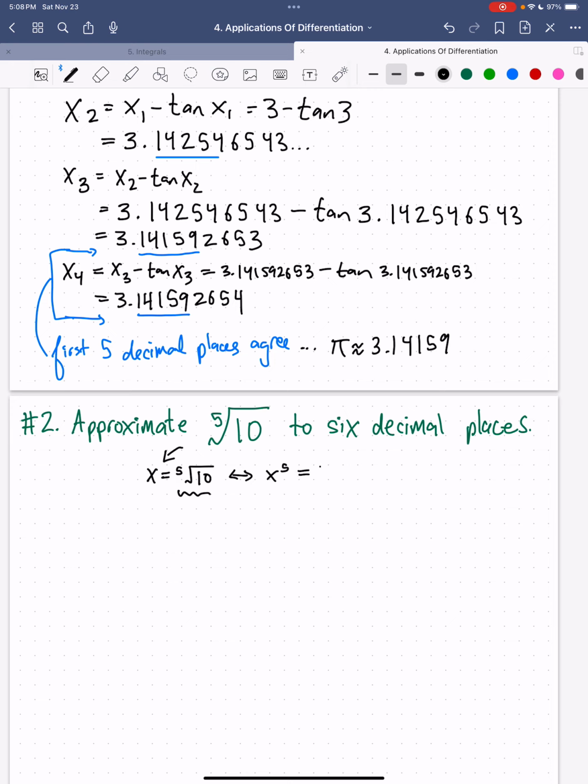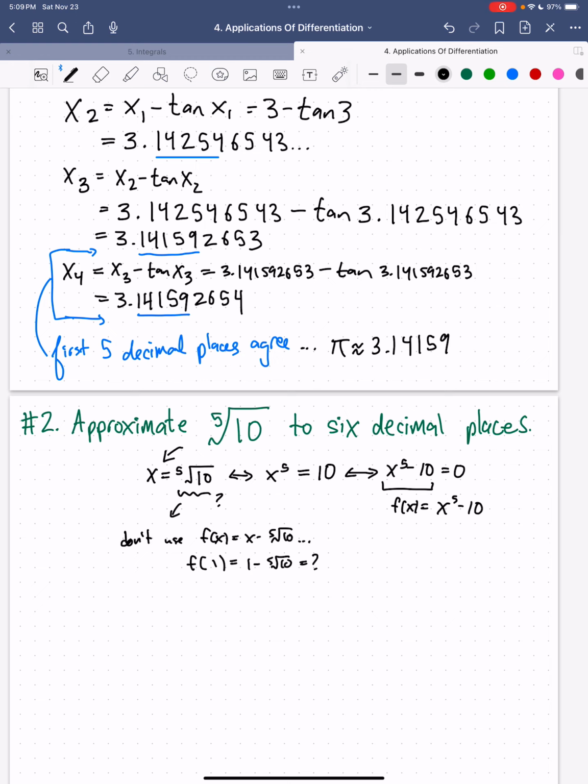So we know that x to the 5 is equal to 10. And so we've got x to the 5 minus 10 is equal to 0. And that's going to be our f of x. For more context on why we don't use f of x equal to x minus the 5th root of 10: if you wanted to evaluate f of 1, which is 1 minus this, well, the whole point is that we're trying to approximate that, so why are we using it in the equation?